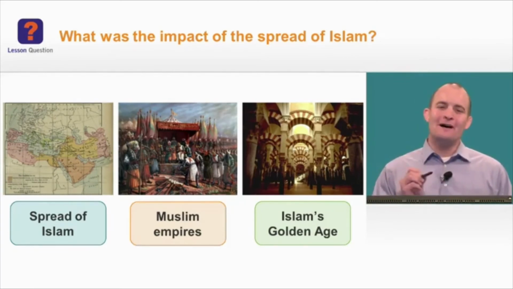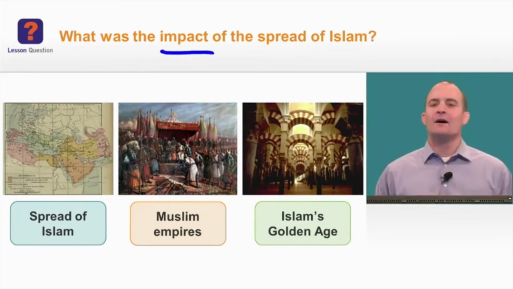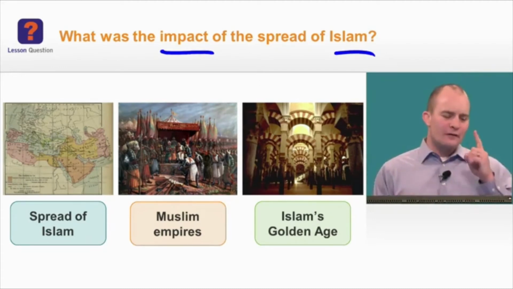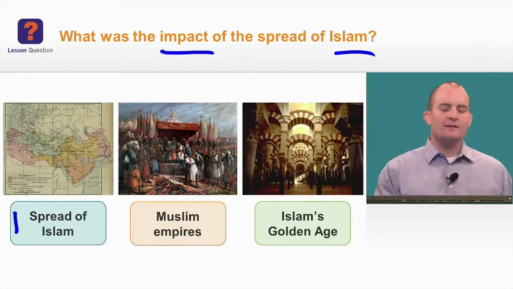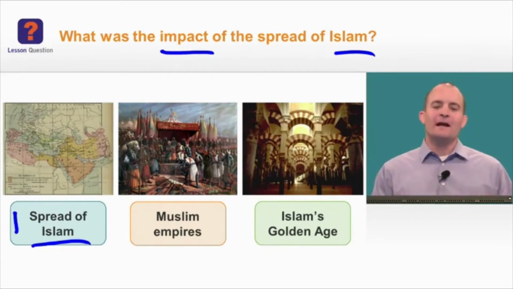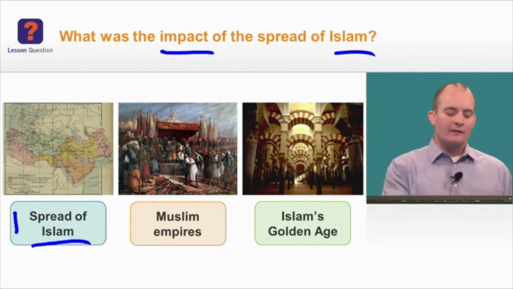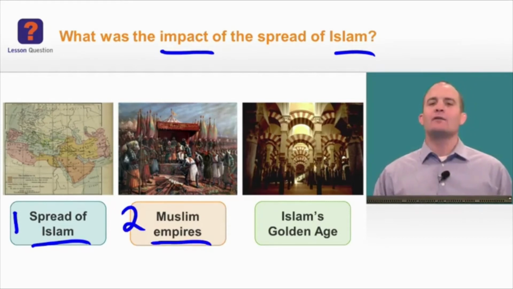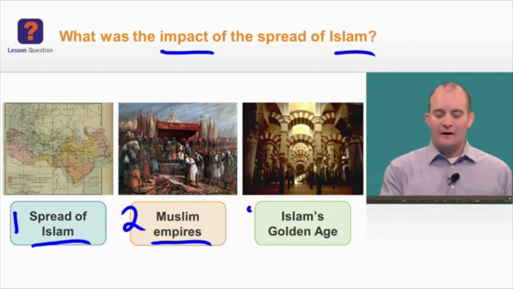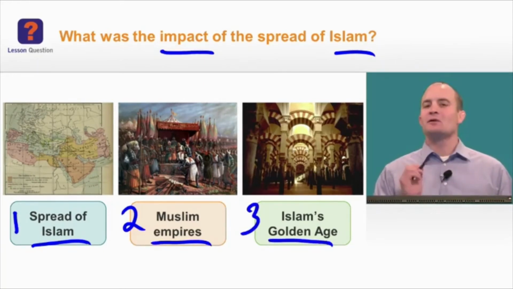But before we move on, take a look at that lesson question. It's always at the top of the screen. It says, what was the impact of the spread of Islam? Well, recall, in the first part, we talked about the initial spread of Islam and how in the second part, that spread of Islam allowed for the creation of these various Muslim empires that we looked at as well. Now, in this third and final part, we're going to look at Islam's golden age. So let's take a look at this final part, scholars.